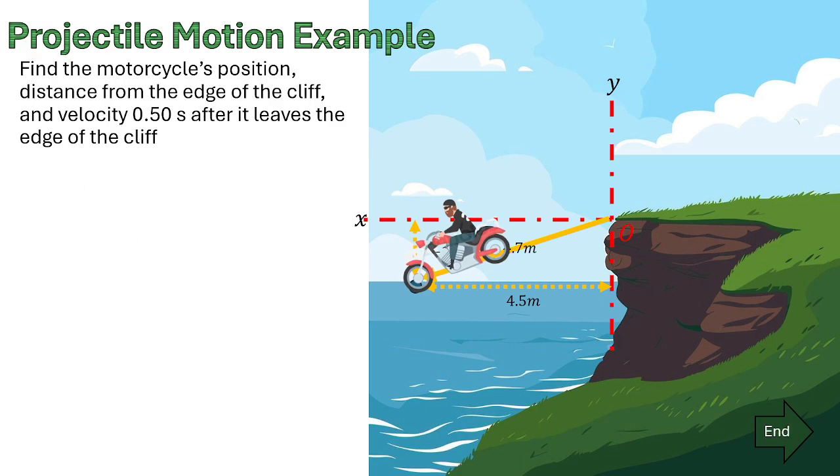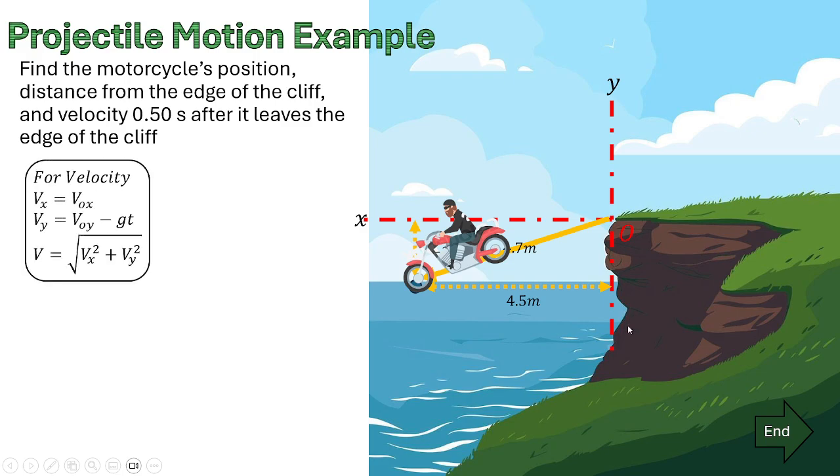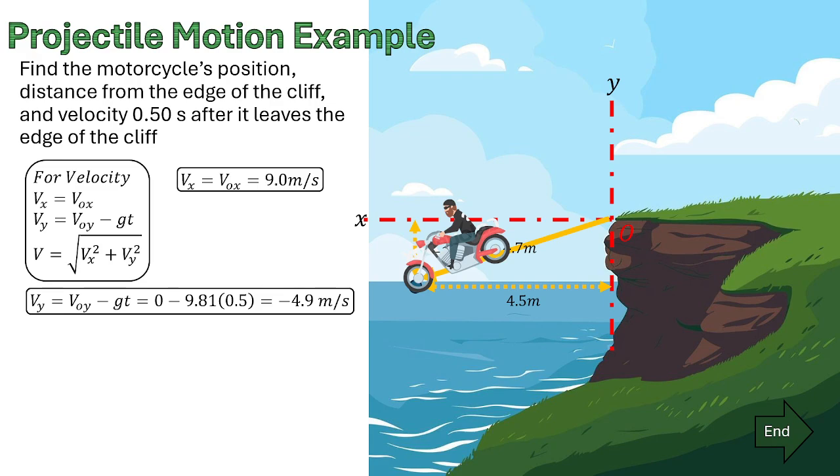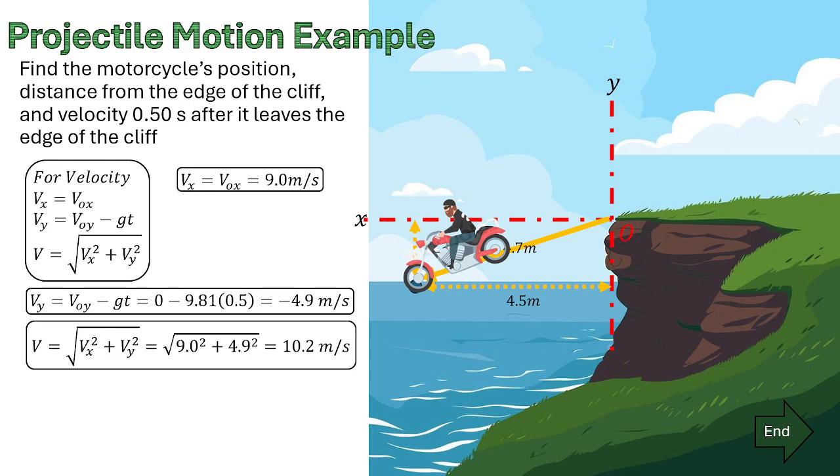Now we're going to look for the velocity. For our velocity, we have Vx is equal to V naught x, and Vy is equal to V naught y minus gt. For the magnitude of the velocity, the square root of Vx squared plus Vy squared. Vx is equal to V naught x, which is equal to 9.0 meters per second. For Vy, we have 0 minus 9.81 times 0.5, which is equal to negative 4.905, or negative 4.9 meters per second. The magnitude is 10.2 meters per second. That is the final answer for the velocity.